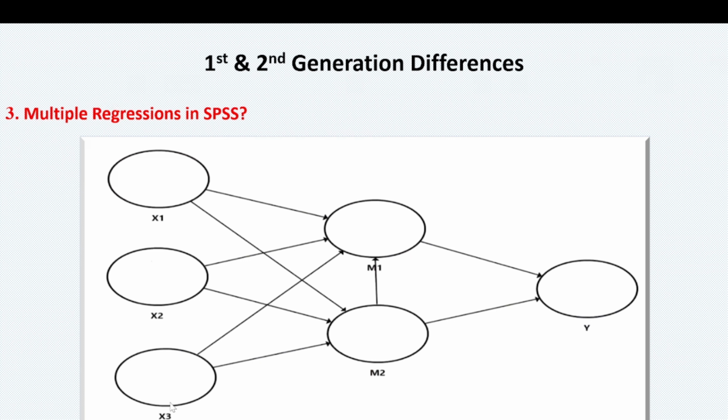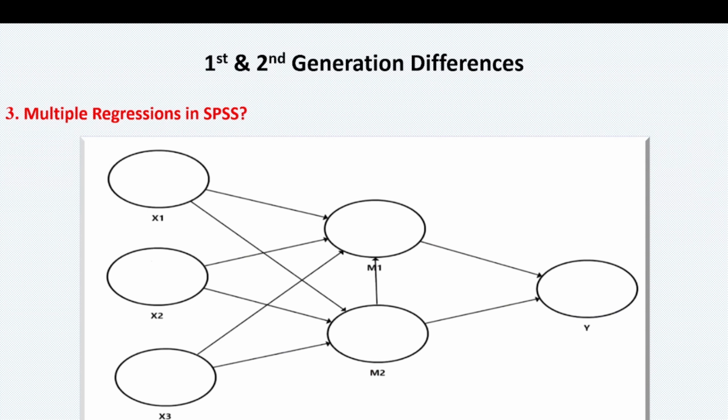x1, x2, x3 towards m2. This is the first regression. The next regression, the second regression, x1, x2, x3, m2 to m1, and then m1, m2 towards y. So this is how we have basically three regressions in this model.